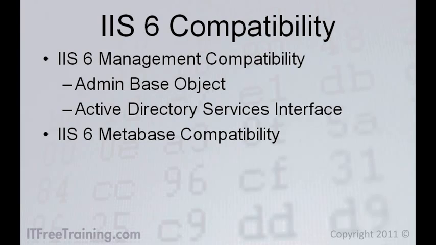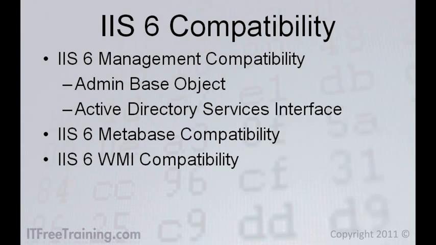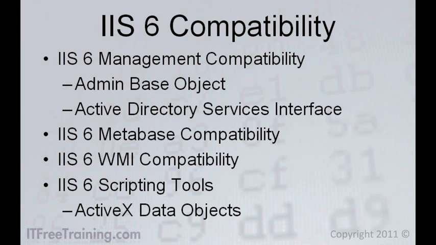If your ISS 6 web applications use Windows Management Instrumentation, or WMI, to configure ISS, you may need to install ISS 6 WMI compatibility. This will provide the ISS 6 WMI interface for your web applications. With ISS 7, there have been a lot of improvements and additions to scripting. Microsoft provides the ISS 6 Scripting Tools component to allow you to run and later migrate these scripts to ISS 7. This component also installs ActiveX Data Objects.